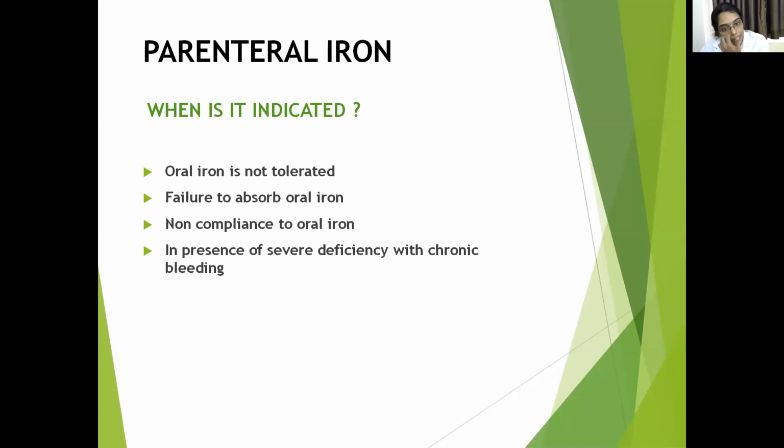Whenever there is chronic bleeding, the requirement of iron is very high and it cannot be met by oral iron therapy, so you prefer giving parenteral iron therapy. Then along with erythropoietin in chronic kidney disease. In chronic kidney disease, there is a deficiency of erythropoietin in the body. So when you supplement them with erythropoietin, the rate of erythropoiesis in the body increases. That cannot be met by, again, oral iron therapy, so you need to supplement with parenteral iron.